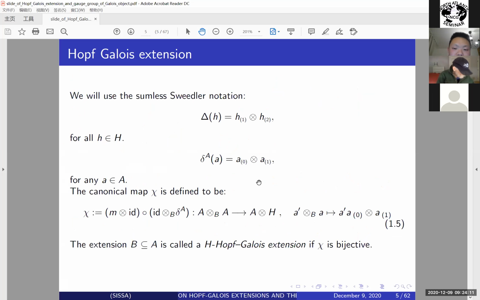After we have this co-module algebra A and the corresponding Hopf algebra, we can define the canonical map, a linear map from the balanced tensor product over B of A tensor A to A tensor H. Written explicitly, it maps A prime tensor A to A prime A0 tensor A1. We call this extension a Hopf-Galois extension if this canonical map is bijective.